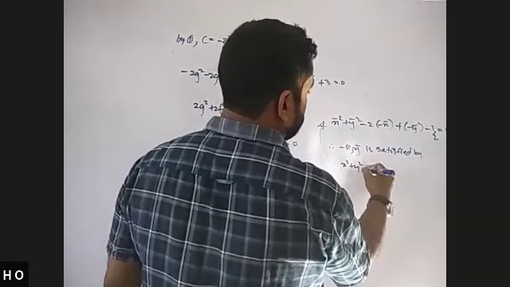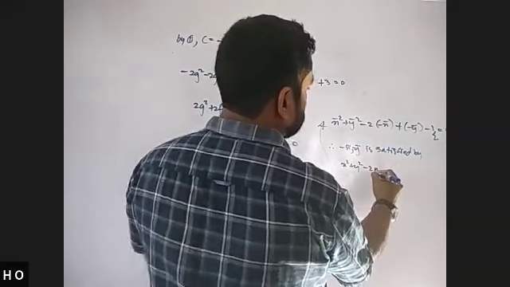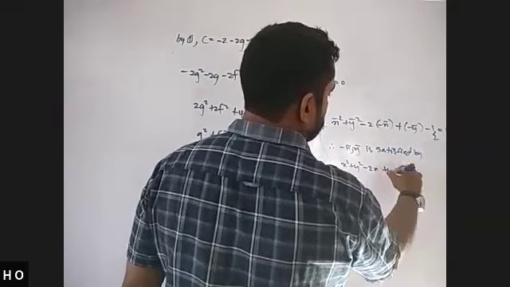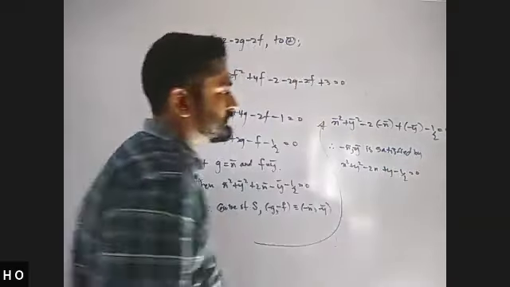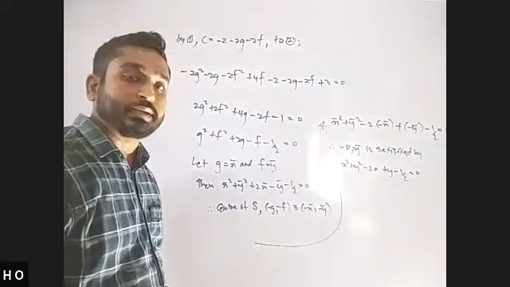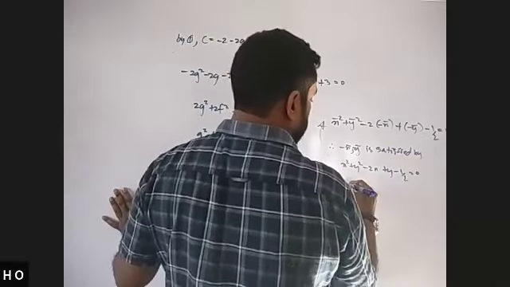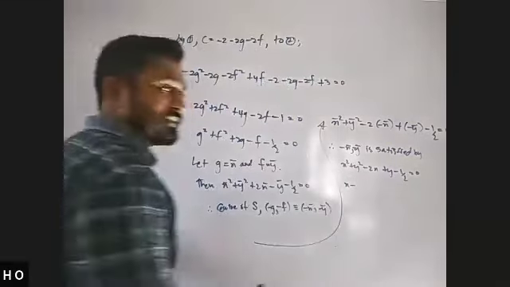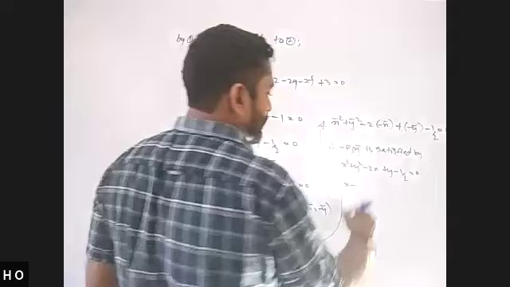x squared plus y squared minus 2x plus y minus half equals 0. That is the circle. Now you have to find the center and the radius. As this is an essay question, you have to go for the basics.